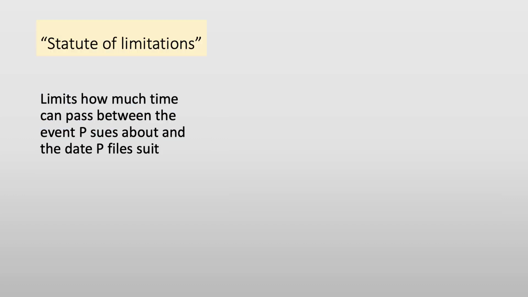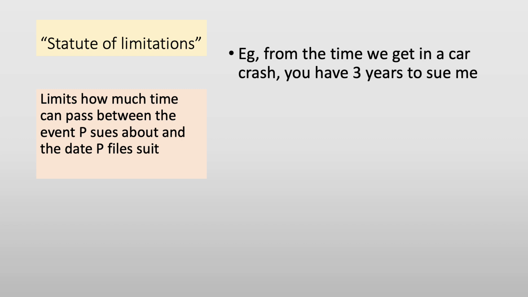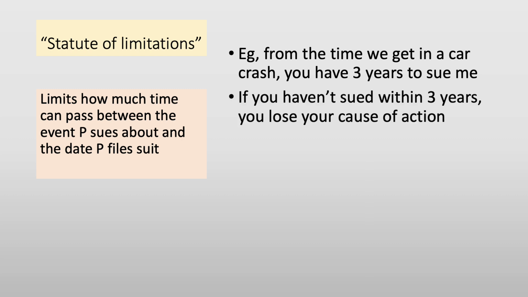A statute of limitations limits how much time can pass between the event that I'm suing about and the date I file suit. So really simply, you and I get into our car crash that we're always getting into. You have 3 years, let's say, from the date of our car crash to sue me. So the statute of limitations tells you you have 3 years to sue from the date that the event happened. If you don't sue within 3 years, you can't sue anymore. You have lost your cause of action.